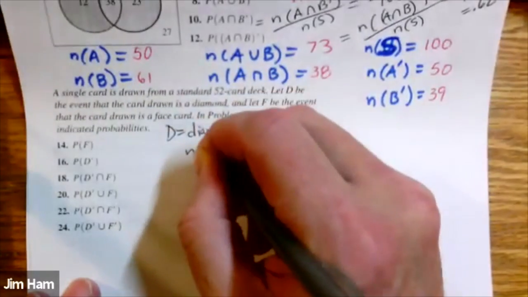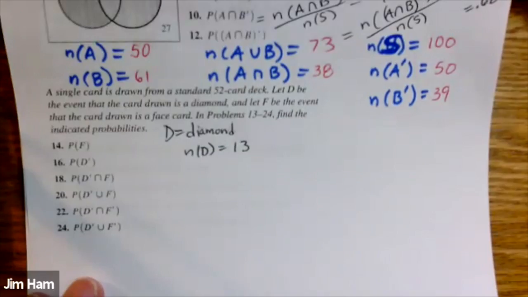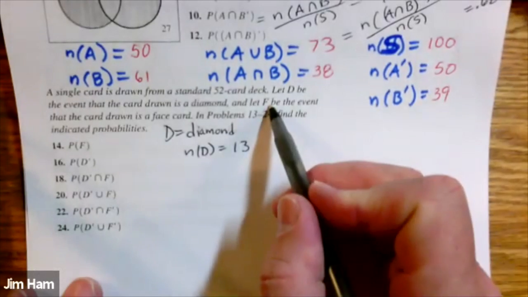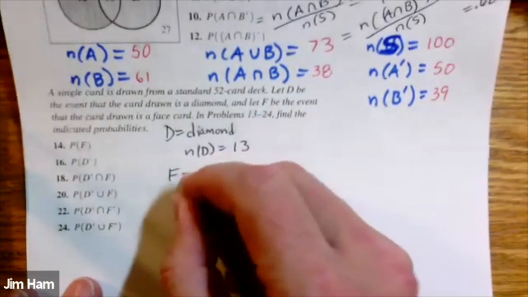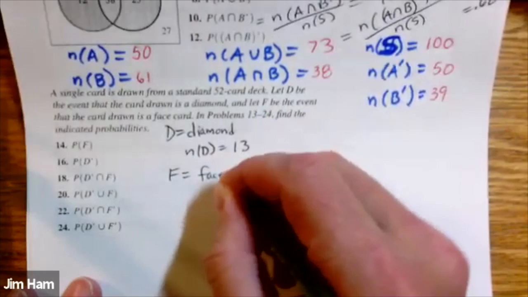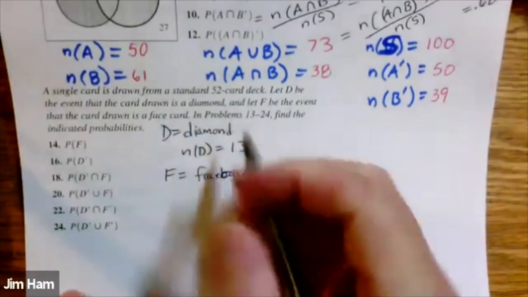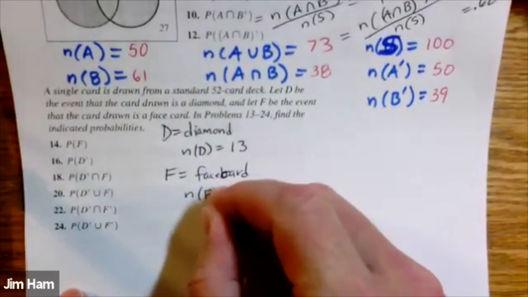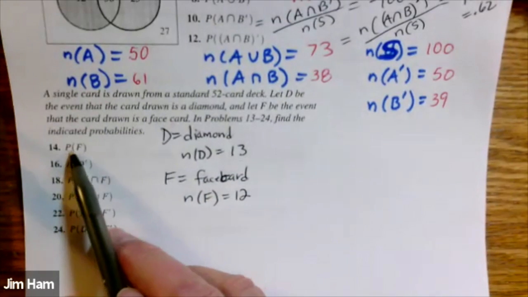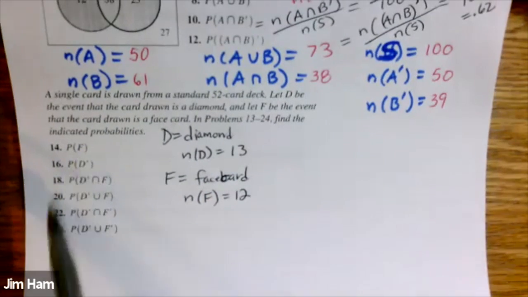The number of diamonds is 13. So count the number of diamonds. F is our next event, and that's the getting of a face card, selecting of a face card. The number of face cards we have are 12. So what's the probability of getting a face card?